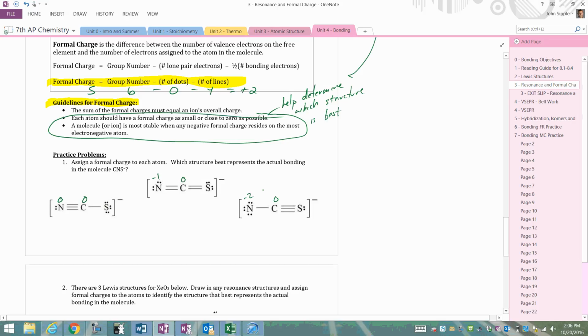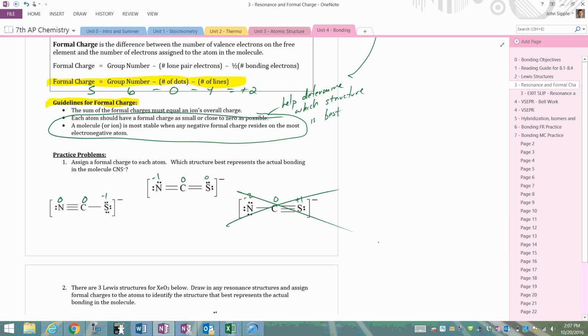And sulfur over here is 6, minus 6, minus a line, so that's minus 1. Sulfur over here, we've got 6 minus 4, minus 2 more is 0. And this one here is 6 minus 2 is 4, minus another 3. That's going to be plus 1, right? So if I look at those, which one can we just get rid of right away? The third one. This one's no good, obviously, right off the bat. So we've got to compare these two.